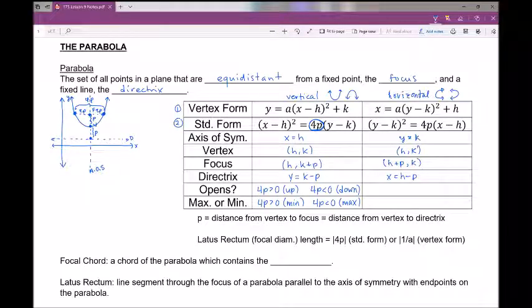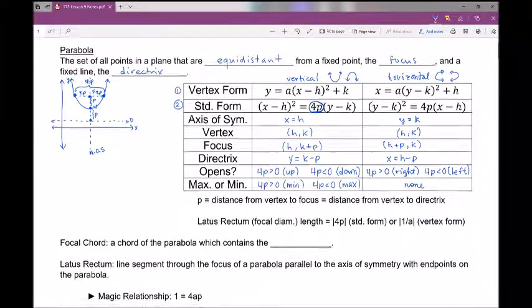Okay? Now, as I said, this time we could have something that opens right or left. So if 4p is positive, then the parabola opens right. And if 4p is negative, then the parabola opens left. Okay? And in the case of a maximum or a minimum, we don't have that idea with a sideways parabola because, well, there's no highest point on the graph and no lowest point on the graph.